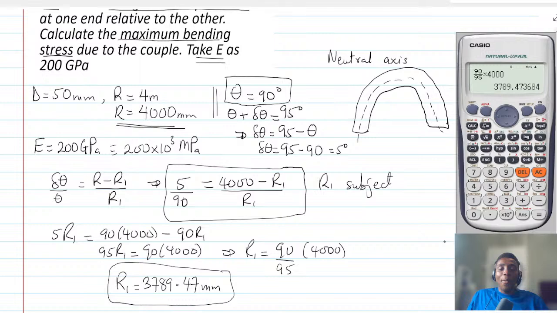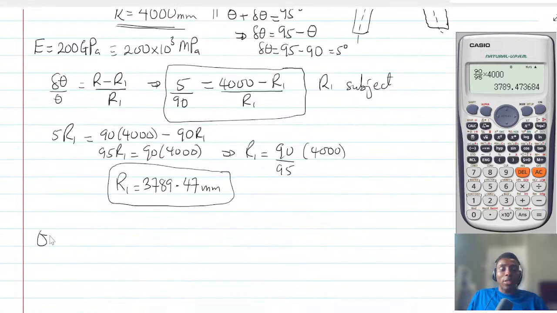Why are we calculating this? Because we know from strength of materials 1 that the stress is the Young's modulus multiplied by the strain. But then the strain is going to be a function of the fiber distance. I'm going to explain fiber distance very soon. So when you get to this point, all you are going to do is just quote the formula, and I'll give you the formula straight away.